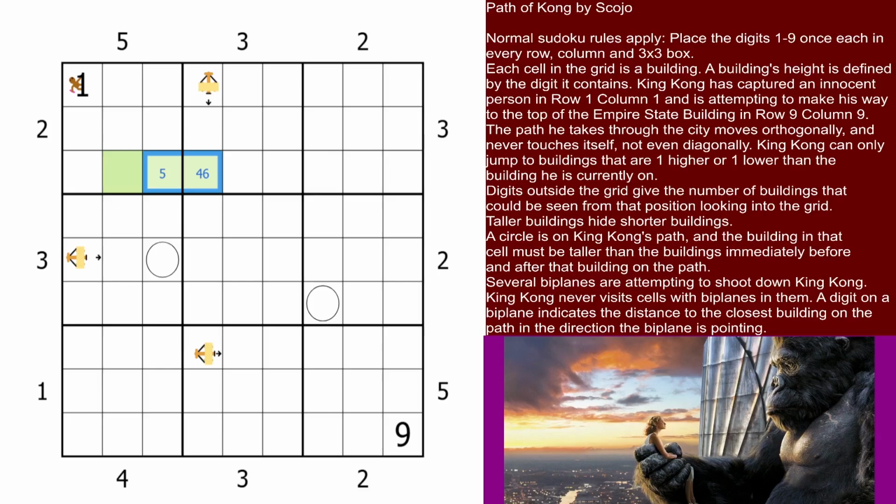Digits outside the grid give the number of buildings that could be seen from that position looking into the grid. Taller buildings hide shorter buildings, right?